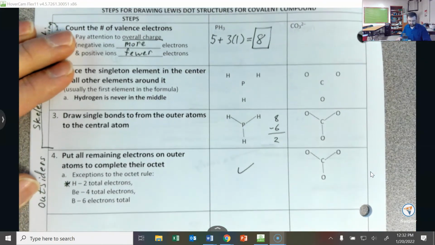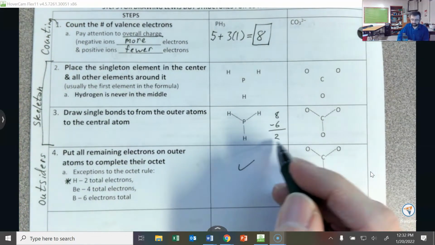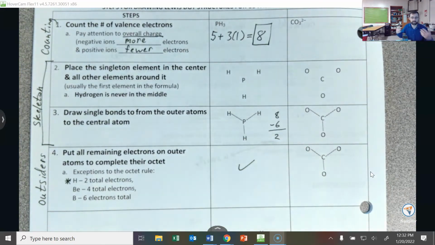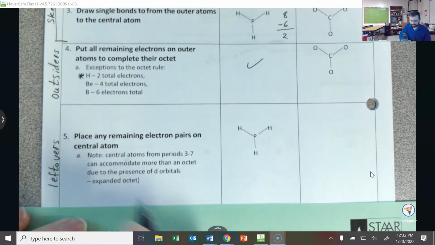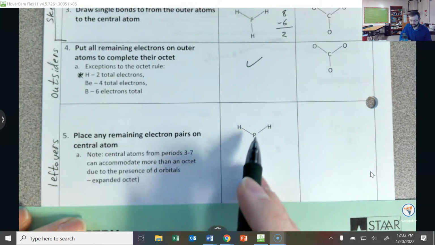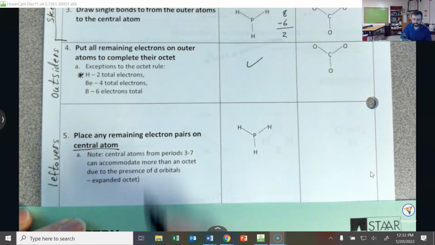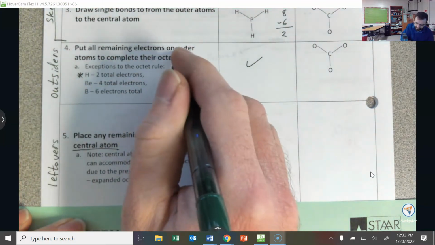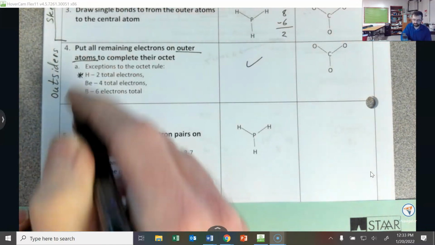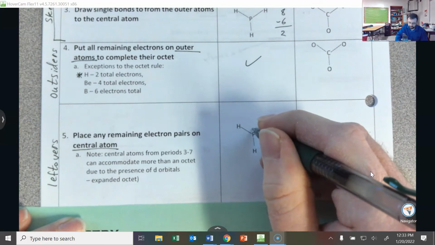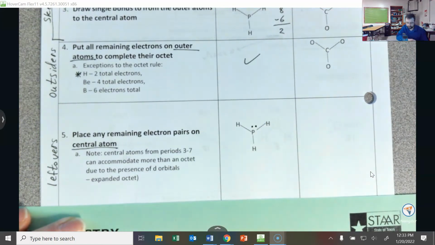Now leftovers. We still have 2. We didn't use those last 2 electrons, so where do we put them if not on the outside atoms? The leftovers get put on the central atom. So we start by putting remaining electrons on the outer atoms first, and then the leftovers go on the central atom. We have 2 leftovers, so we put those 2 dots right here on phosphorus.